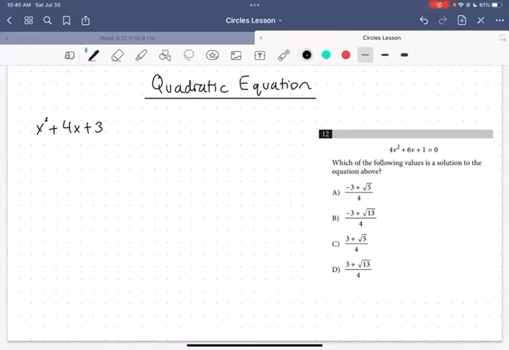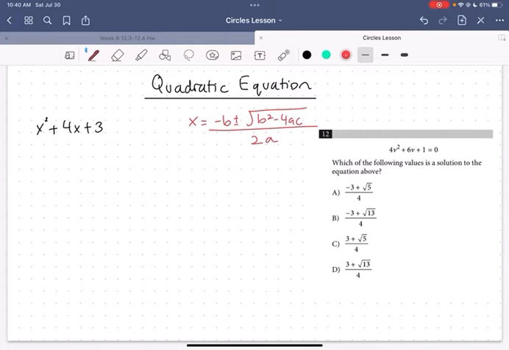Hey everyone, today we're going to do a quick lesson on the quadratic equation. So the quadratic equation is x equals minus b plus or minus the square root of b squared minus 4ac, over 2a.